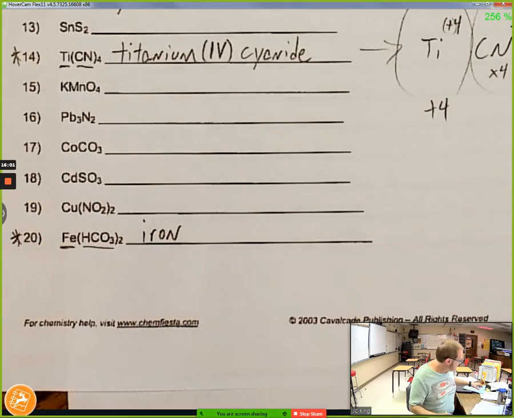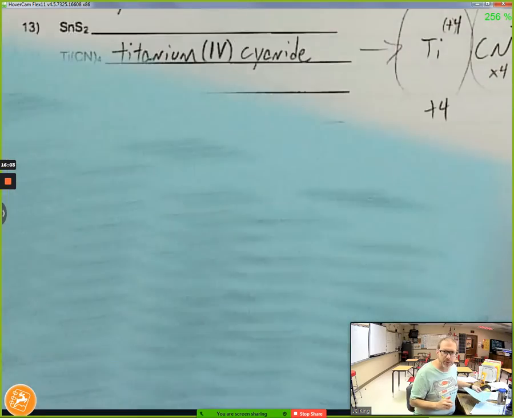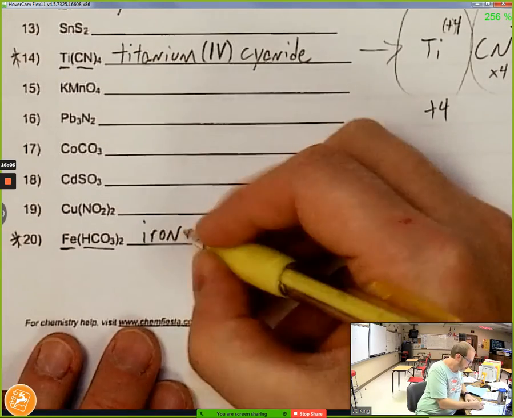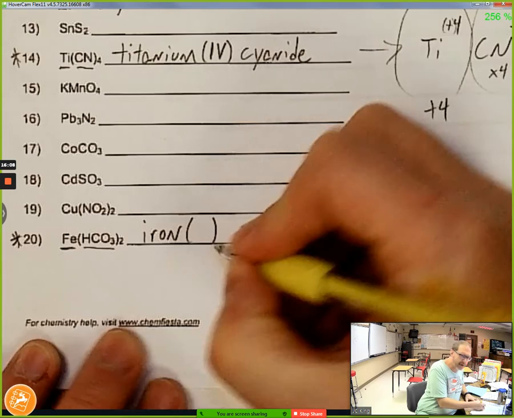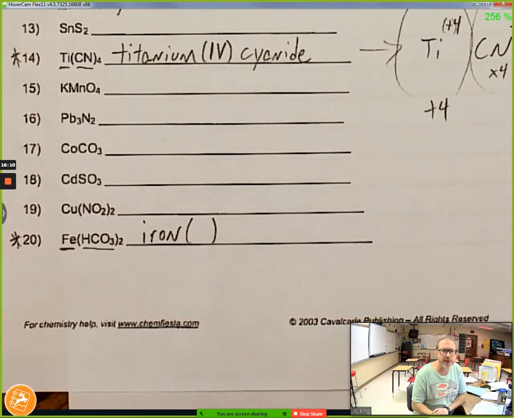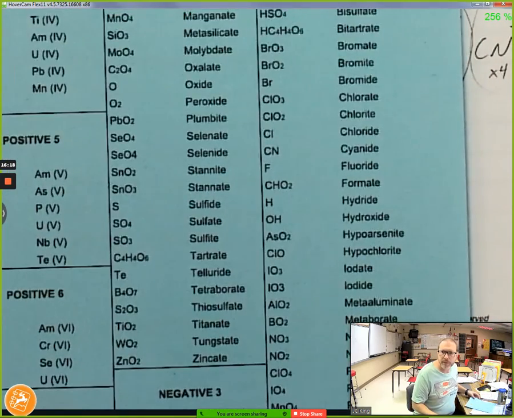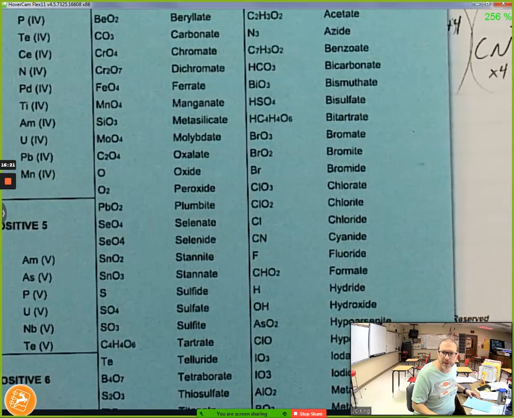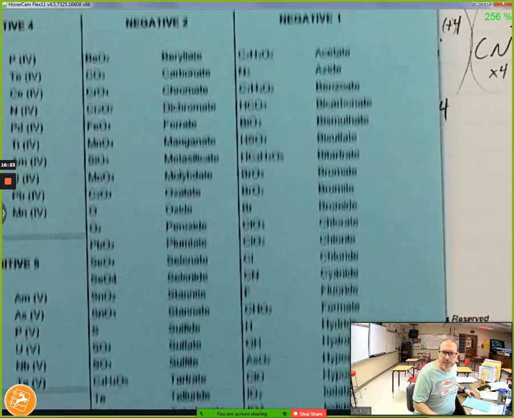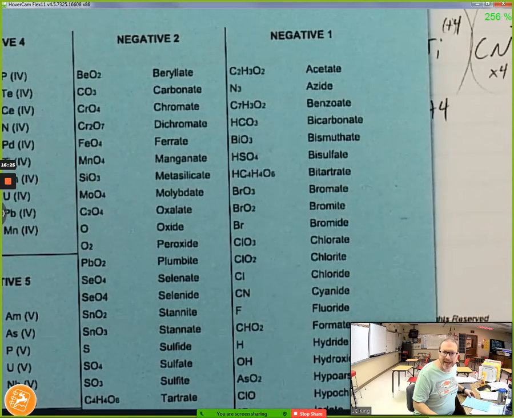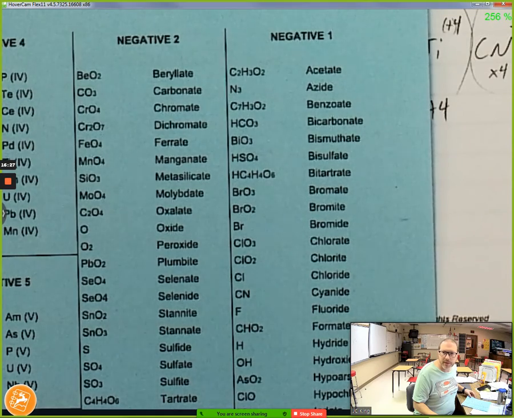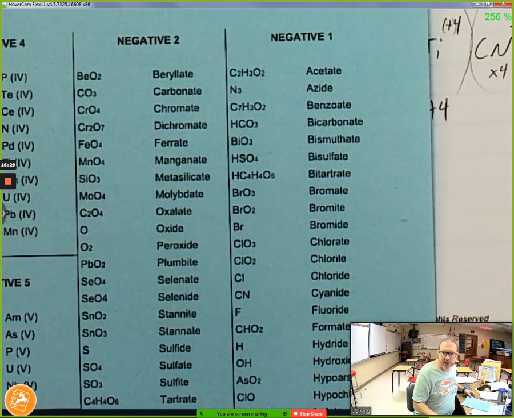Okay, so number 20, I know that iron could be either +3 or +4, so I'm going to go ahead and put parentheses there, knowing that I have to fill them in just a minute when I find its charge. I see that it's bonded to HCO3, so let's go find HCO3 on the negative side. Yell at me if you see it before I do. Oh, I see it. It's right there. It's the bicarbonate ion. Okay, HCO3, it has a charge of -1.